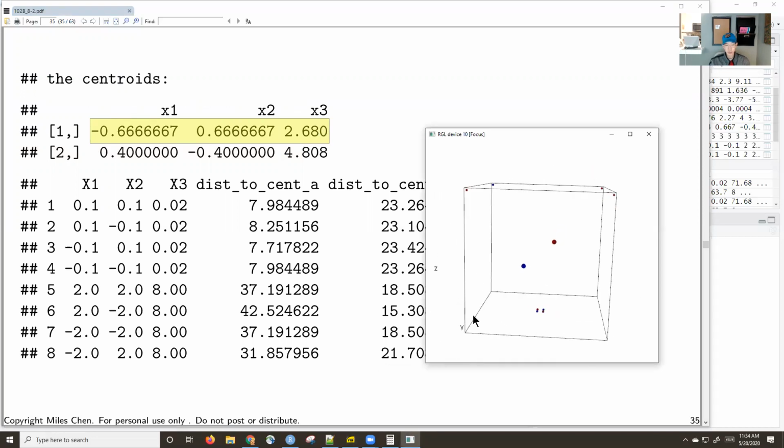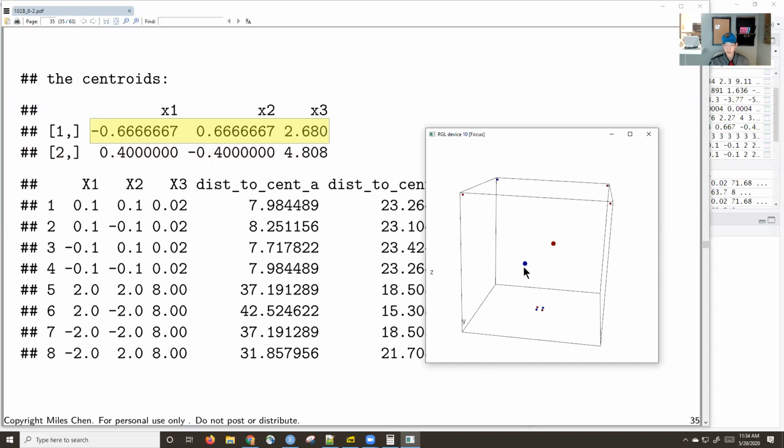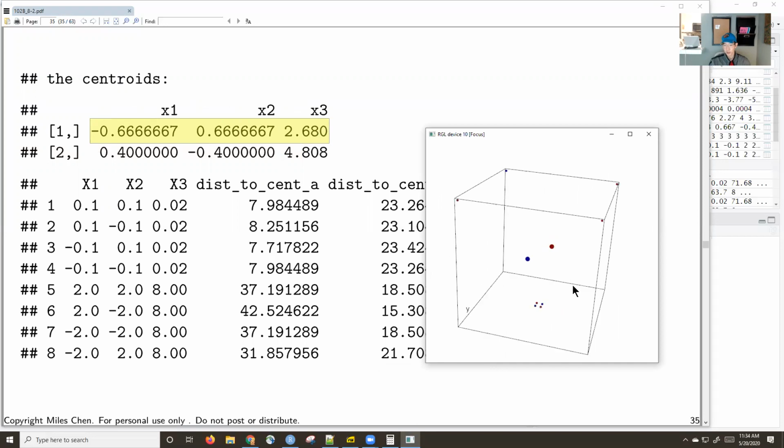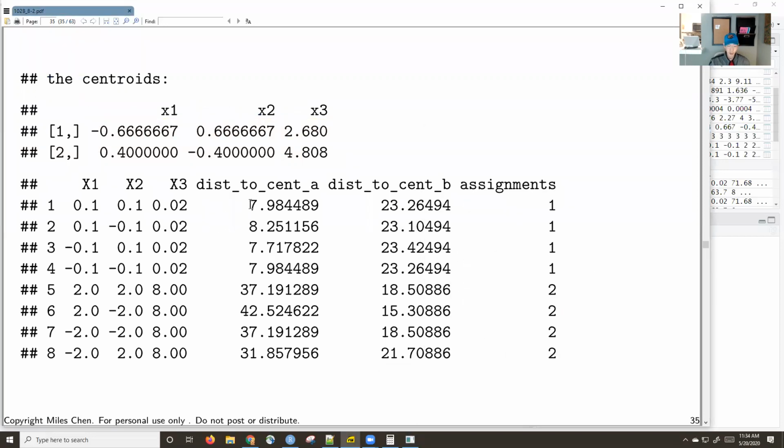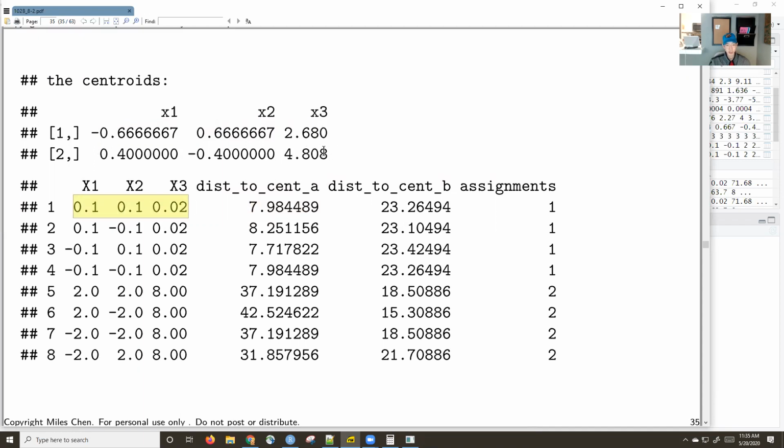We're going to say, what's the distance from each of these points to this centroid, and what's the distance of each of these points to this other centroid? We calculate this minus this quantity squared, plus this minus this quantity squared, plus this minus this quantity squared. We take the distance to this first centroid, and we get this number. We take the distance to this other centroid, and we get this number.